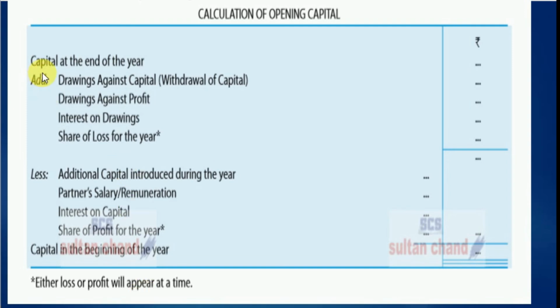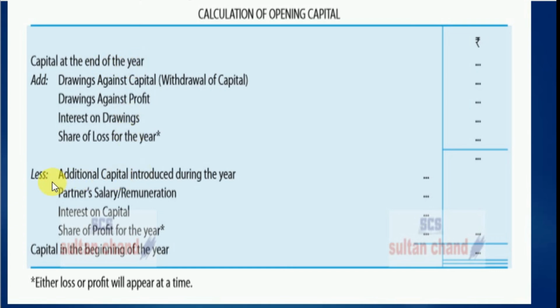Here you can see, in capital at the end of the year, we will add drawing against capital, drawing against profit. That means whatever the amount of drawing, we will add to closing capital. Interest on drawing, we will also add. Share of losses during the year, whatever the portion of losses obtained by the partners, that also will be added to the closing capital of the partners.